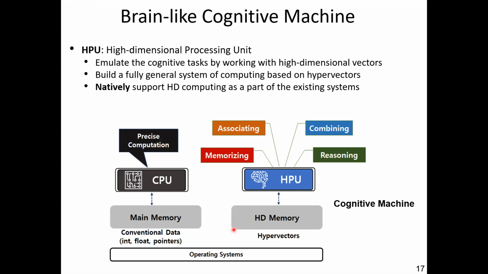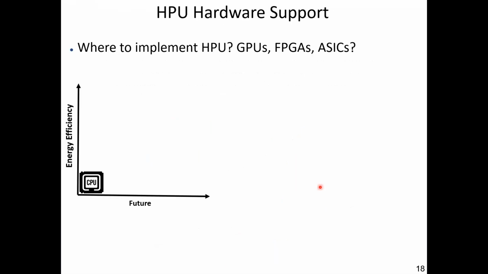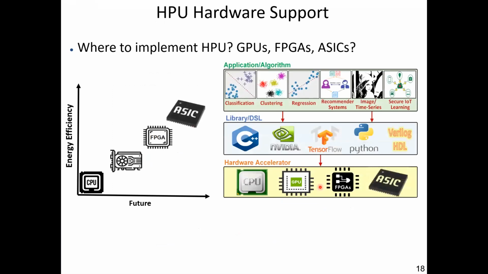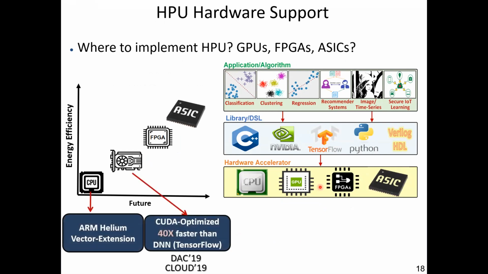But the question is, where should I implement this HPU? Is it CPU, GPU, or any other hardware? The answer is that it can be anything. It can be your CPU, it can be GPU, and so on. During the last five years, we have worked on different hardware implementations for HD computing. Specifically, we are working on using ARM Helium for vector extension in hyperdimensional computing. On GPU, we are looking at how we can accelerate hyperdimensional computing on TensorFlow or PyTorch recently.